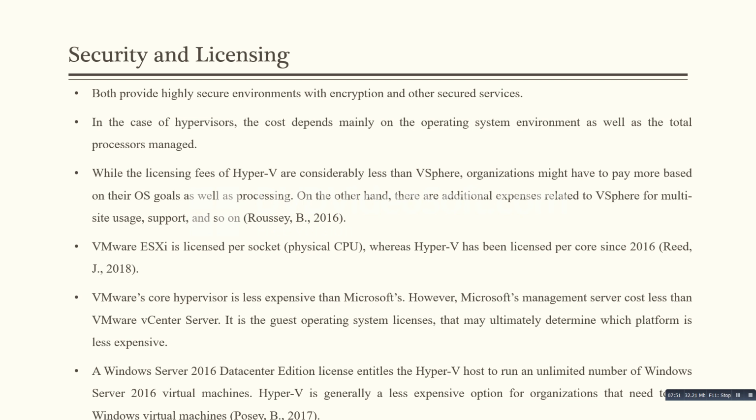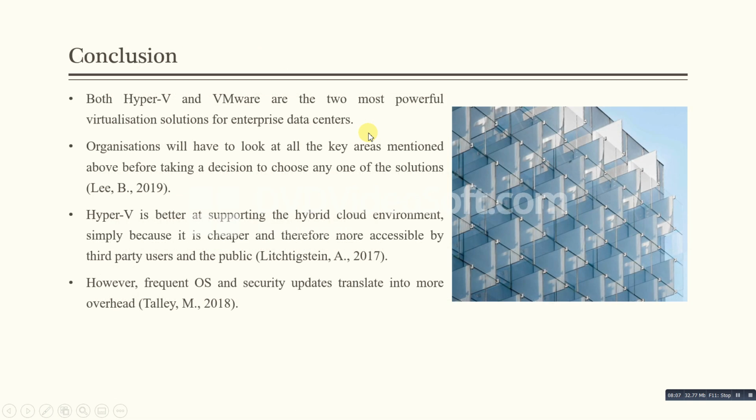So both Hyper-V and VMware provide equally powerful virtualization solutions for enterprise data centers. Organizations will have to look at the key areas mentioned before taking a decision to choose either of the solutions. Hyper-V is better at supporting the hybrid cloud environment simply because it is cheaper and more accessible by third-party users and the public. However, frequent OS and security updates translate into more overhead.